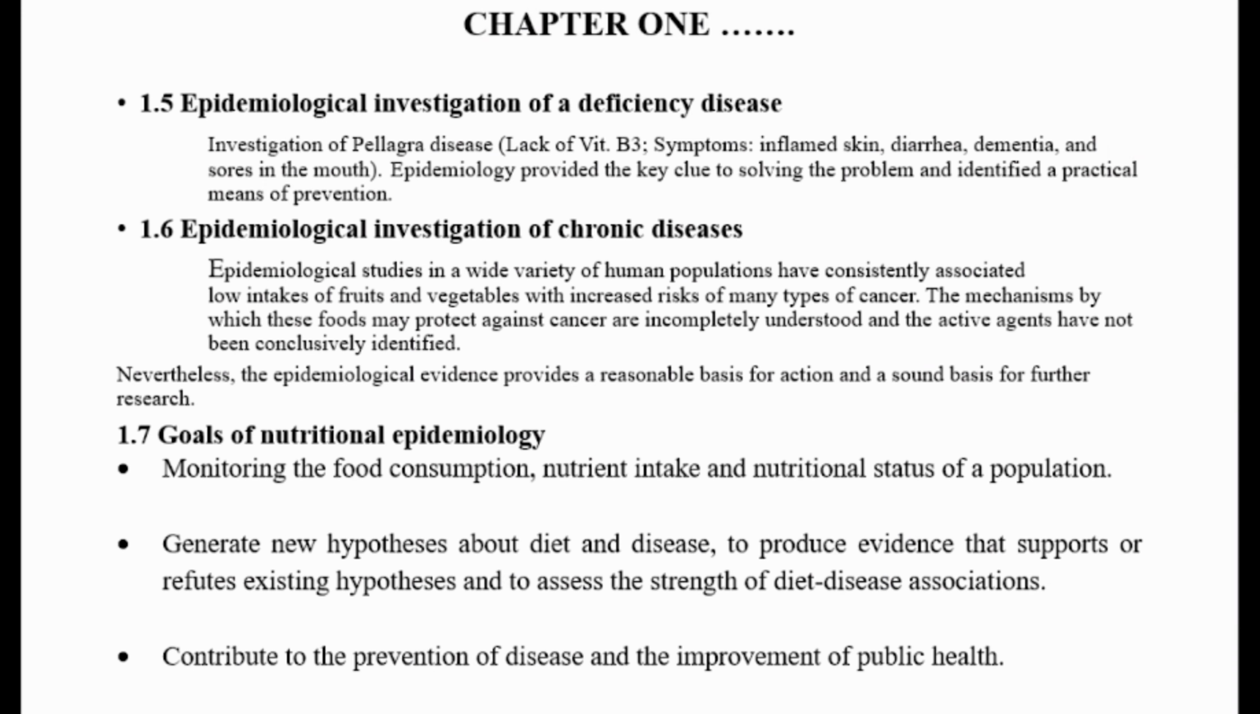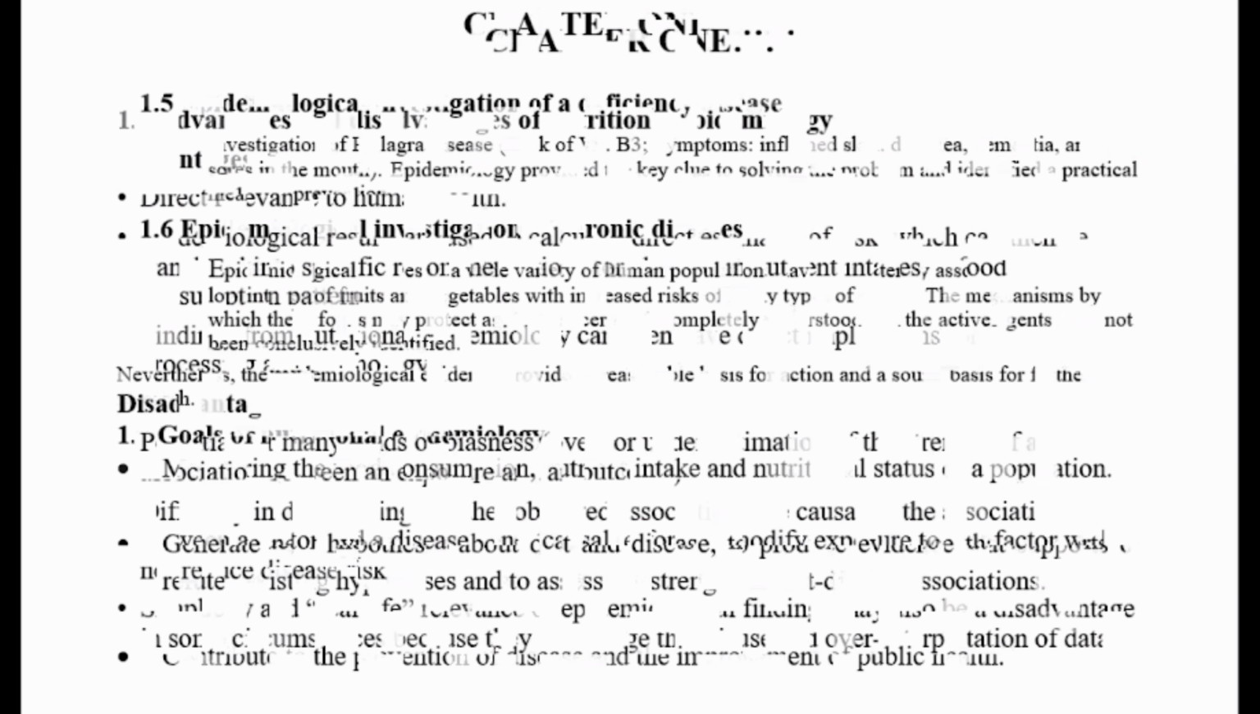And you can decide to do the dietary assessment, and apart from their dietary assessment, also look at their normal way of living. Do they do physical exercises as well? And from that, you can come to a conclusion and say whether your hypothesis is okay or not. It also contributes to the prevention of disease and the improvement of public health. You will see how it contributes to prevention of disease in other chapters.